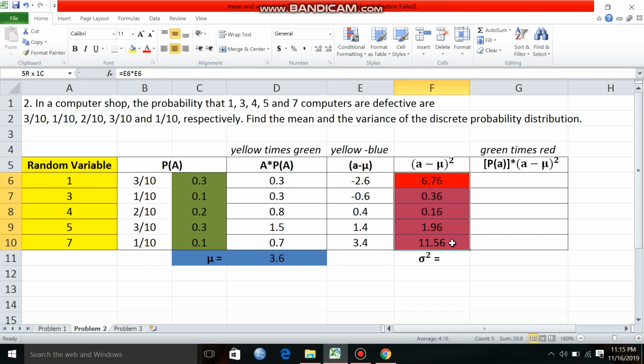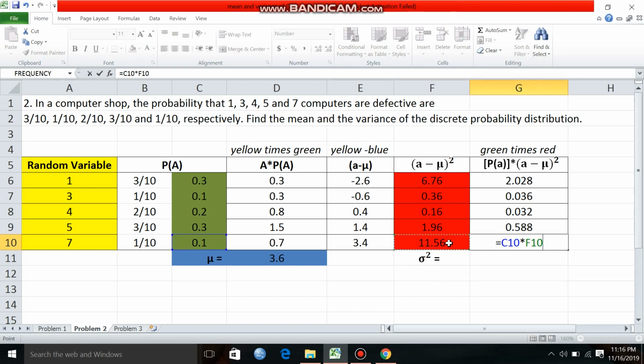Now, the next step is to multiply the corresponding probabilities, the green column, with the red column. So we have 0.3 times 6.76 is 2.028. Next, 0.1 times 0.36 is 0.036. Next, 0.2 times 0.16 is 0.032. 0.3 times 1.96 is 0.588, and 0.1 times 11.56 is 1.156.